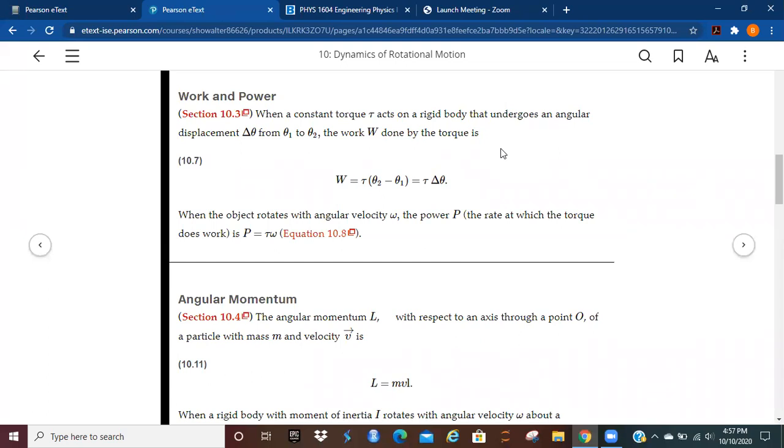When the object rotates with angular velocity omega, the power P, the rate at which the torque does work, is going to be the torque times the angular velocity.